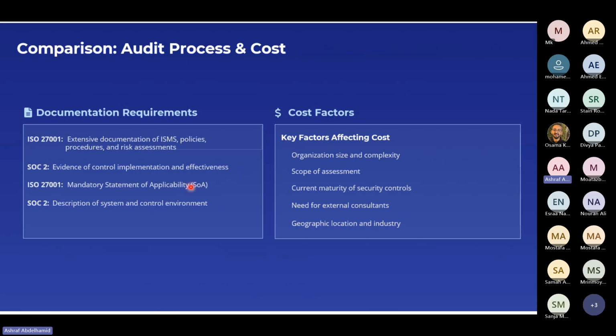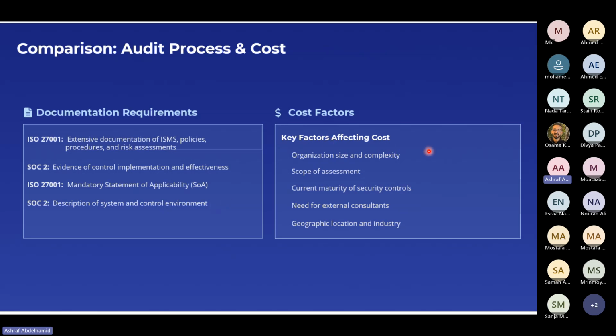Beside the requirements and the process, we also have what's called the SOA, the Statement of Applicability, where we have the list of controls, the 93 controls, with their applicability: whether or not they are applicable, whether or not they are implemented, and if they are applicable, why, with justification for inclusion and justification for exclusion. And SOC 2 is, more or less, a description of the system and the control environment. So this is the focus.